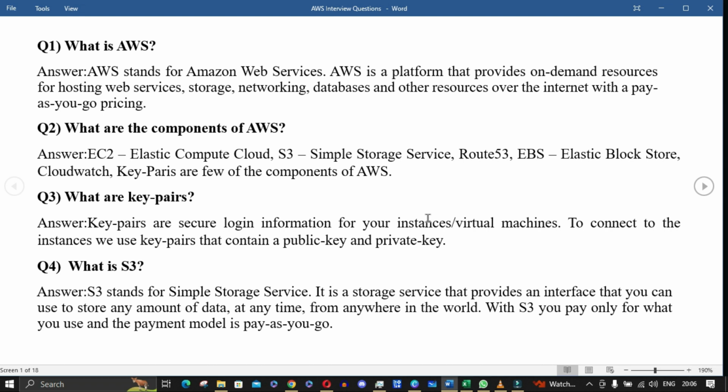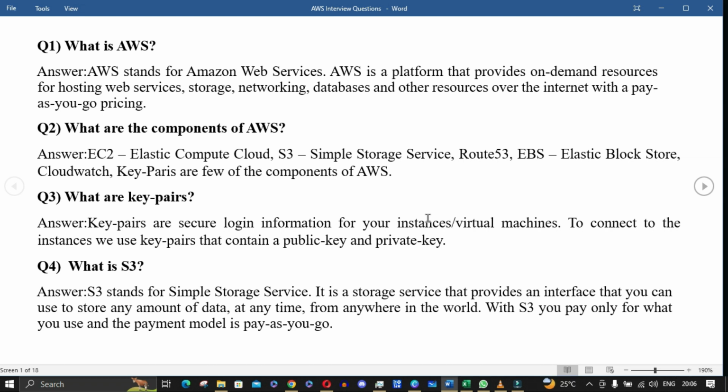Question number 3. What are key pairs? Answer. Key pairs are the secure login information for your instances, virtual machines. To connect to the instance, we use key pairs that contain a public key and a private key.